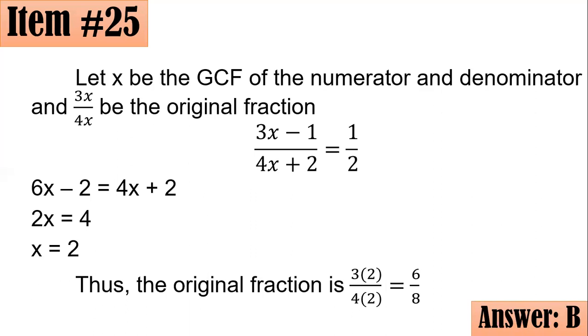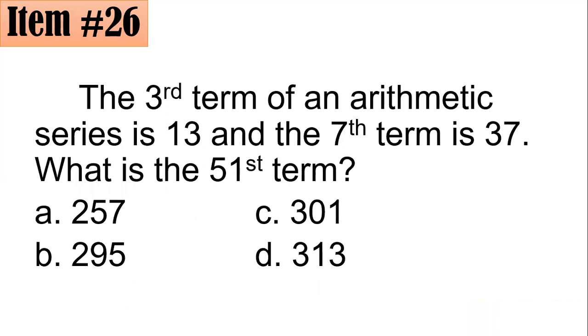Next number, 26. The third term of an arithmetic series is 13, and the 7th term is 37. What is the 51st term? Is it 257, 295, 301, or 313? What do you think?